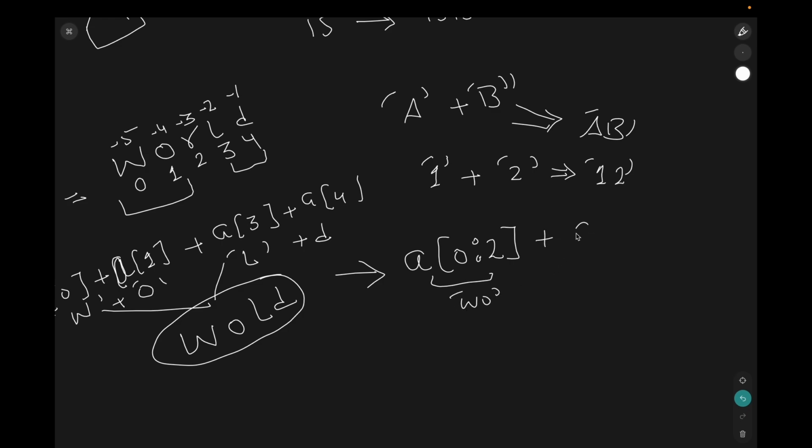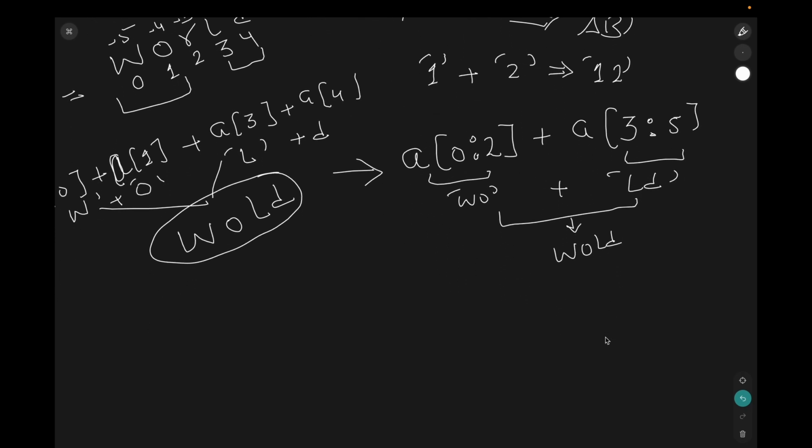Plus we'll be doing a of start from 3, 4 we need, so where should we stop? At 5. I will say here colon 5. This will give you something that is ld. Then when you add these up, so what will happen? Concatenation will happen. So something like this will be the output, right?